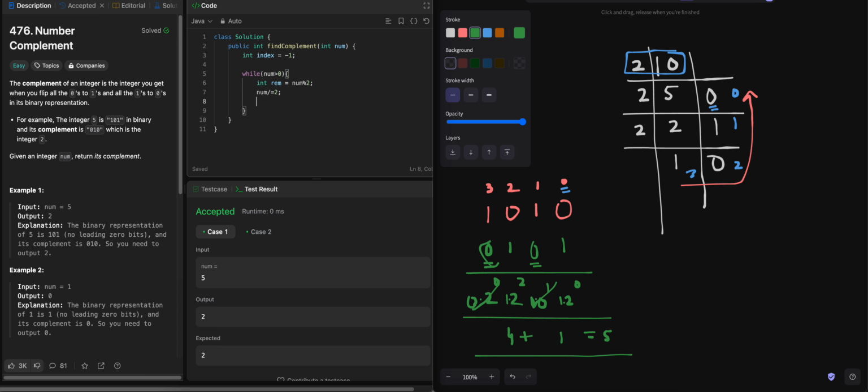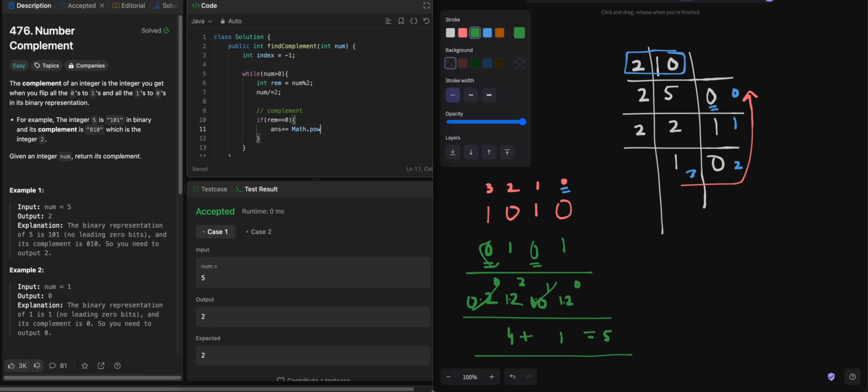Now to find the complement, we can do one thing. If you notice here, whenever we are getting 0, we are converting it to 1 in the complement, and that is the only thing that is contributing to the final answer. So if our remainder is 0, then only we will add it to the final answer. So what would that be?